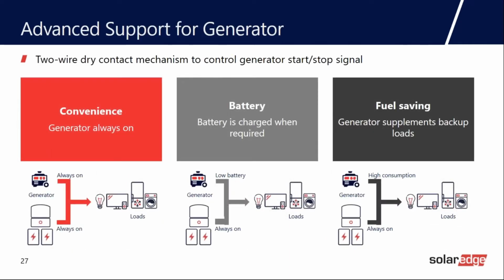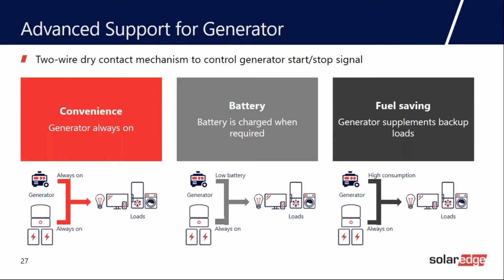Talking about generator support, there are 3 modes of operation. One is called convenience. In convenience mode, it prioritizes having as much energy as you can at all times, so that if the sump pump kicks on, or you have a well pump on site, you have immediate power and your life is not interrupted in any way, shape, or form.